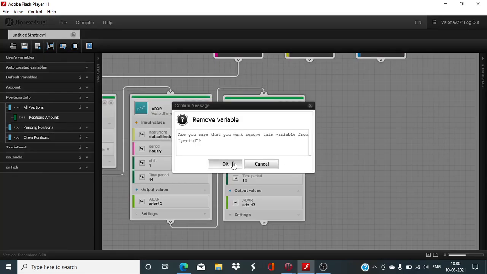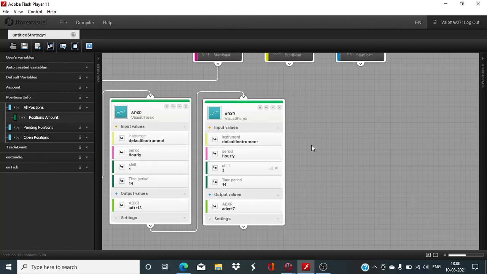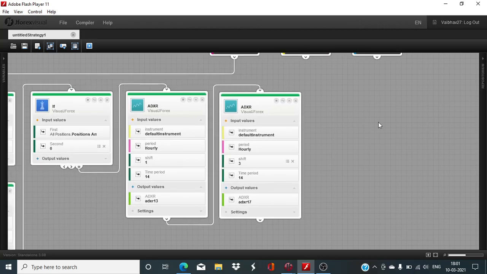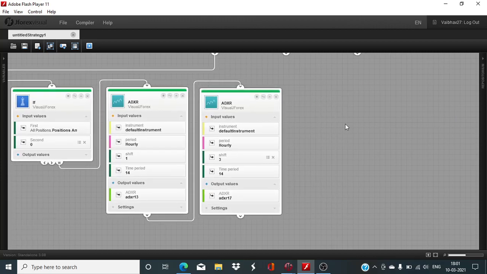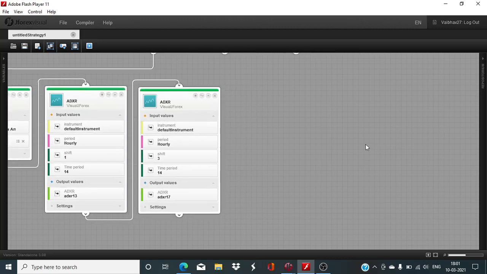This also needs to be changed to hourly time frame. Look back period will be 3 here. We want the last hourly ADXR value to be compared to the value 3 hours back. So there will be a 2 hour interval between these two blocks, and it will give us the idea whether the ADXR is going up or down. So we will be doing a comparison between these two ADXR values.